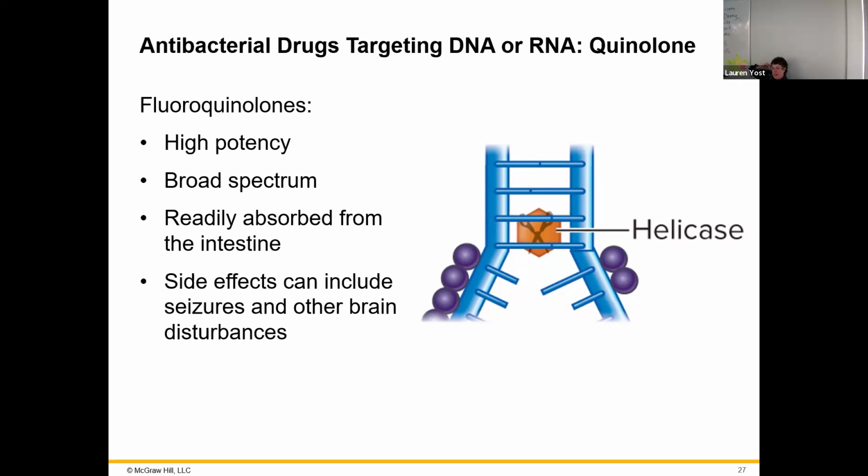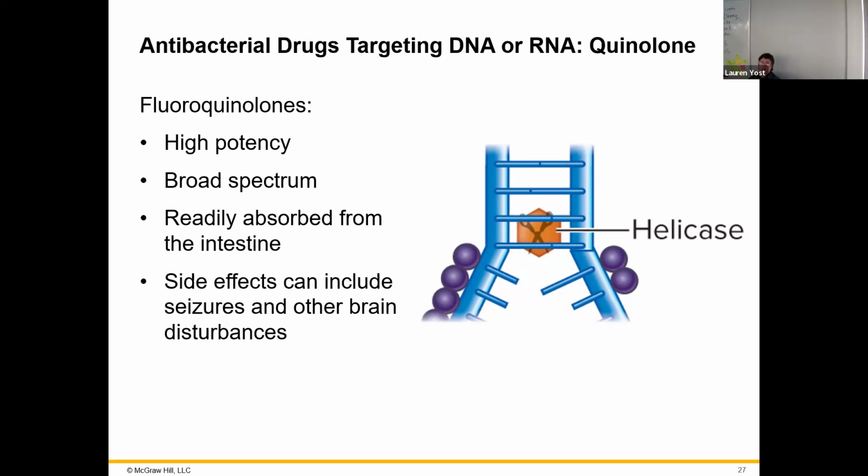So a lot of these guys actually act on that aspect, right? So these are the quinolones. They are high potency and broad spectrum. They're absorbed from the intestine very easily, but we also have major side effects here because it's going to affect our own cells, not just the bacteria. Luckily, we're a multicellular organism, so we can stand to lose some cells, but you don't want somebody on these long term, right? So you want to avoid that.